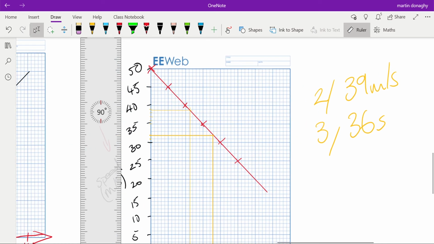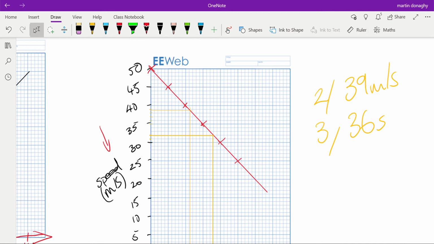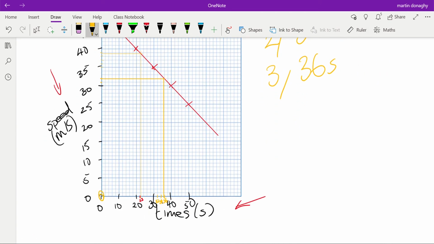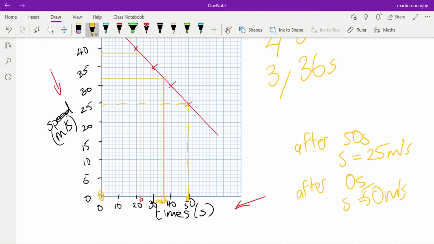Now, what we can look at here is between the start, so 0 and 50. If we read up at 50, I'll just do it rough hand, because I can actually take that data from our table because all these points lie on the line. After 50 seconds, the speed is 25 meters per second. After 0 seconds, so at the start really, the speed is 50 meters per second.